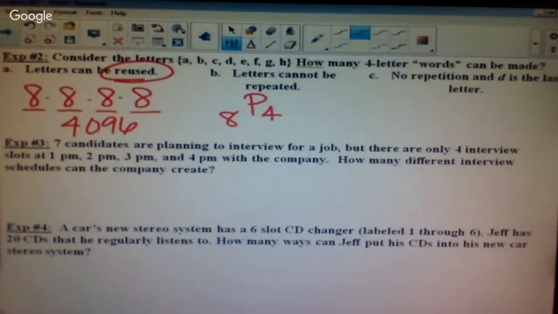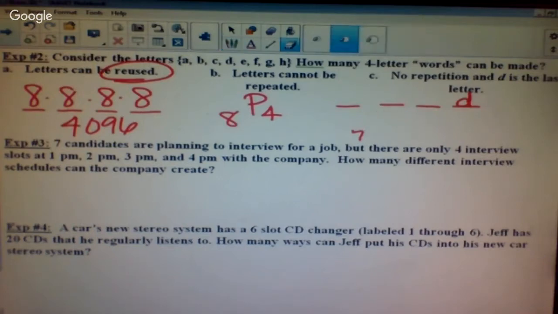No repetition, and D is the last letter. Okay? So, they've already spelled it out that this one has to be a D. So that'd be 1, right? So, if I use that as a D, and I cannot repeat, how many other letters do I have to pick from? 7. How many spots am I trying to fill? 3. So this one's 7, permutate 3. They specify 1, and the rest you can use as a permutation.